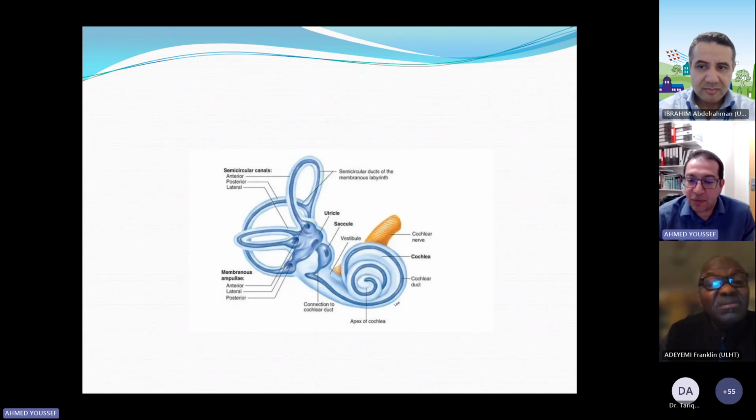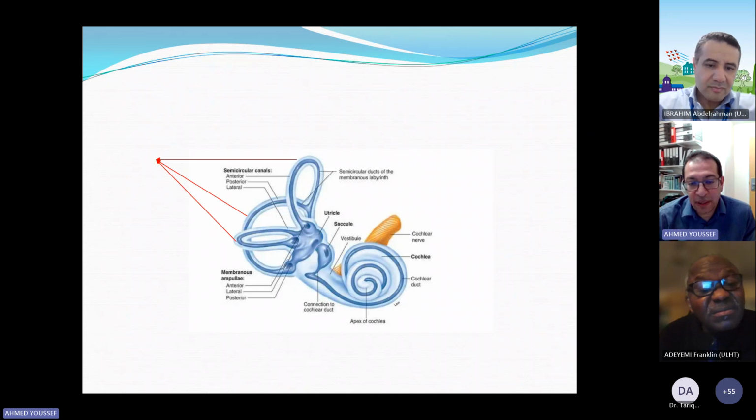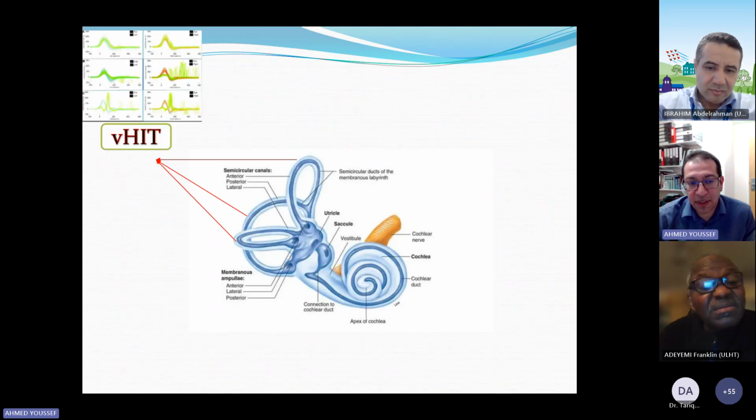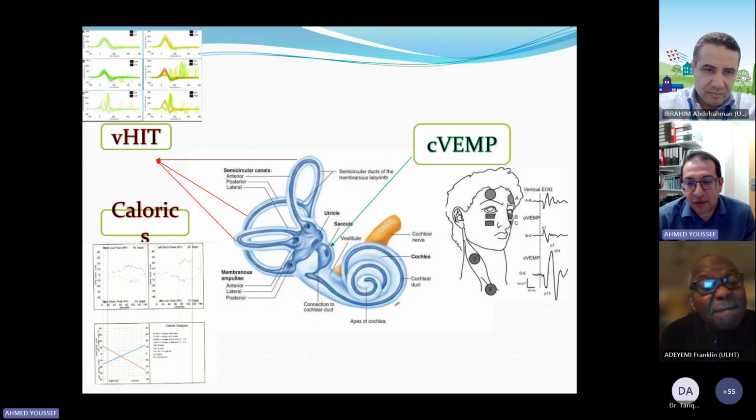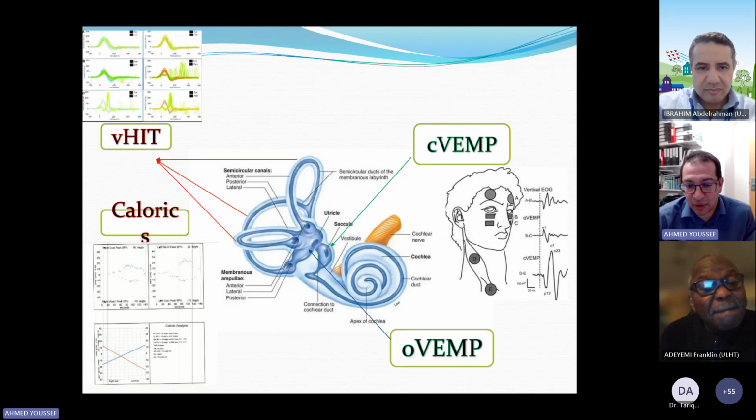And just remember when we talked about looking at the dizzy patient as a jigsaw puzzle. So we've got here the different parts of the inner ear. We can test the 3 semicircular canals through the VHIT, and we can test also the lateral semicircular canal through the calorics and the VNG. We can test the saccule with the cervical VEMP, and we can test the utricle with the ocular VEMP.